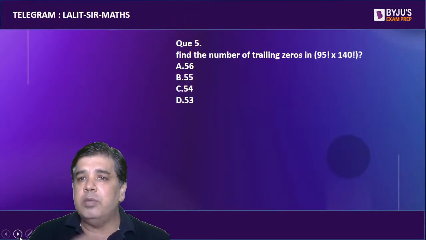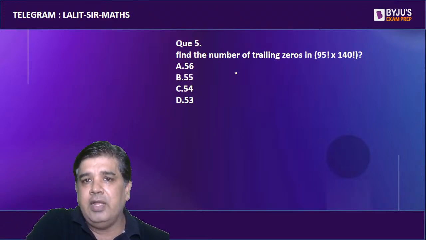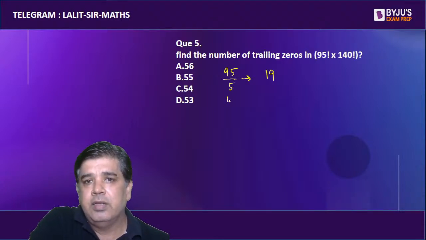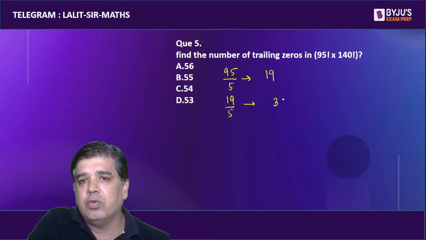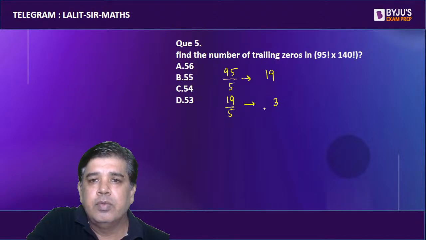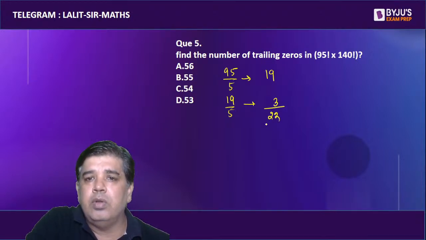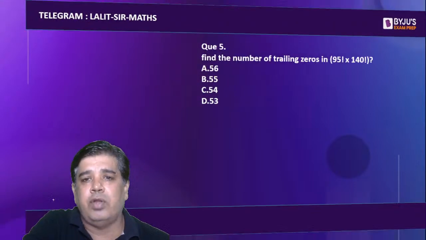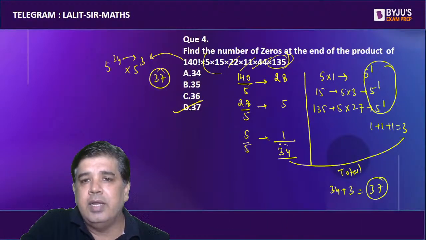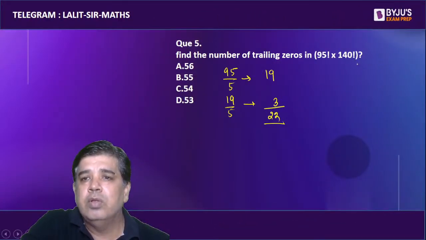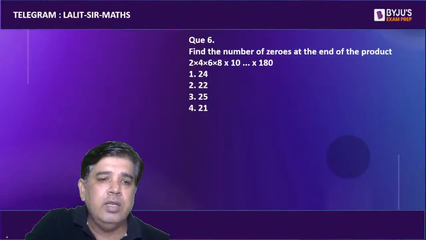Number of trailing zeros in the product of 2 factorials, right? So in 95, let's find how many 5s there are. 5 goes 19 times into 95, so 19. Then 5 goes 3 times into 19, so the quotient is 3. 3 is smaller than 5, so we'll stop here, right? 22 is the number of 5s in 95 factorial, and in 140 we have just calculated that it is 34.